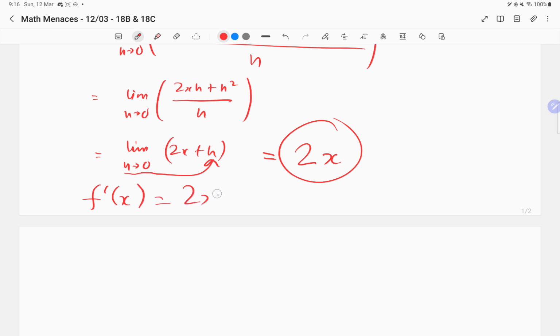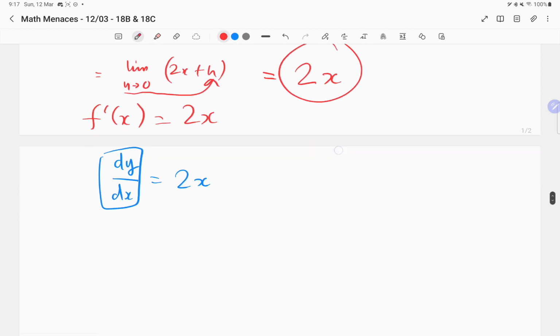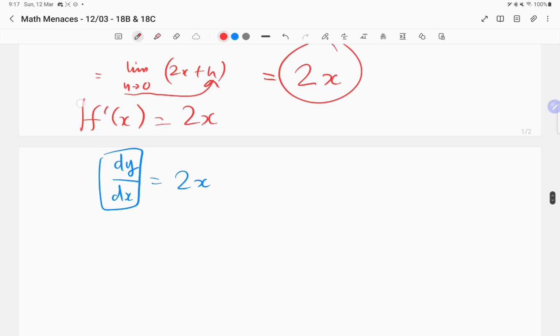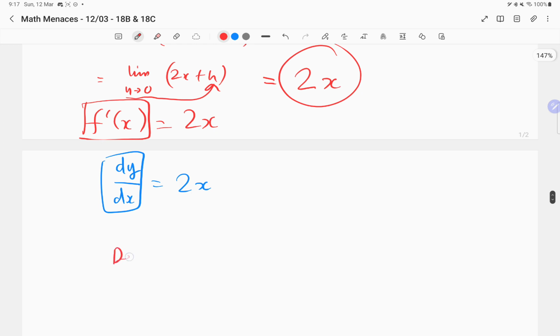Now you guys today will learn another notation, which is another way of writing this: when you derive y with respect to x, this will be equal to 2x. So dy over dx or d over dx is another way of writing the derivative. So the derivative has many forms. One would be the f dash of x, and the other one would be dy over dx or d over dx.